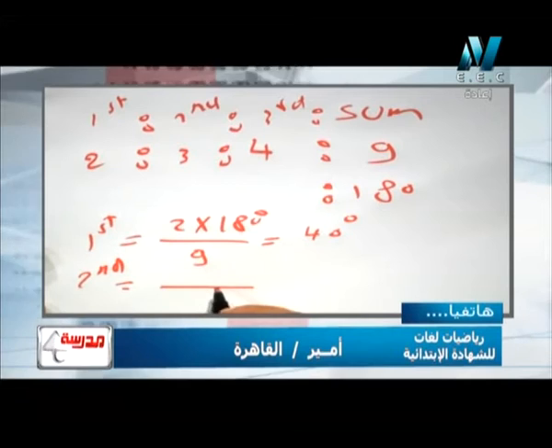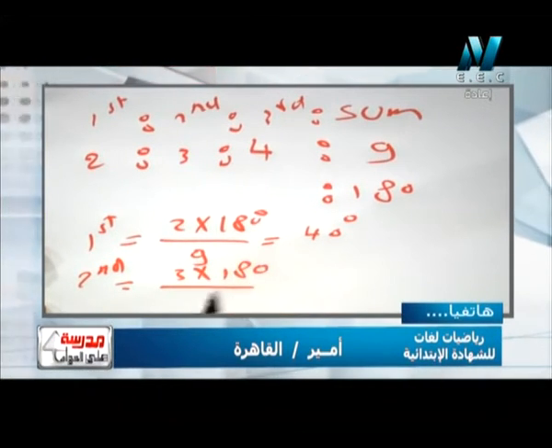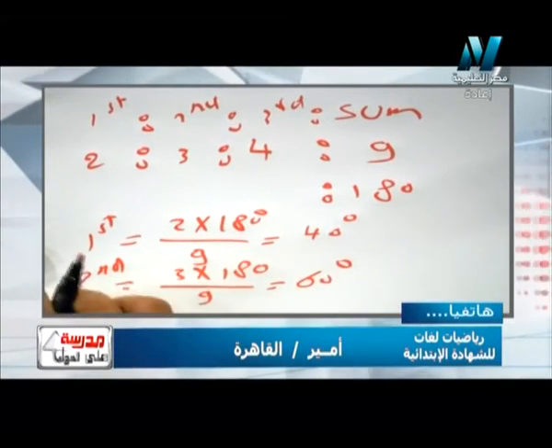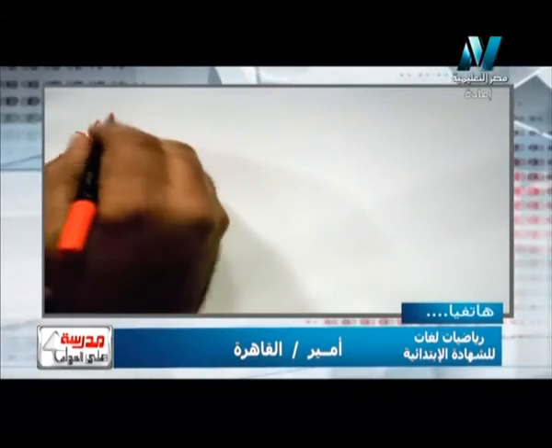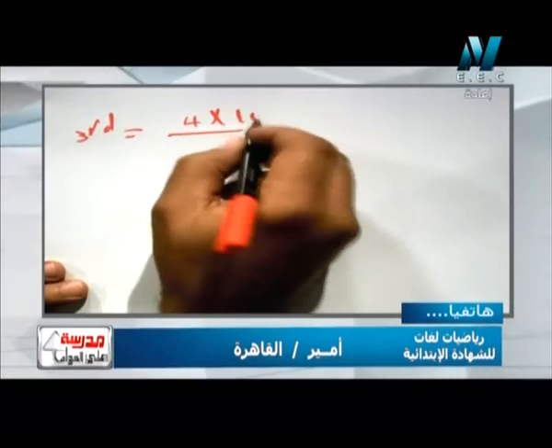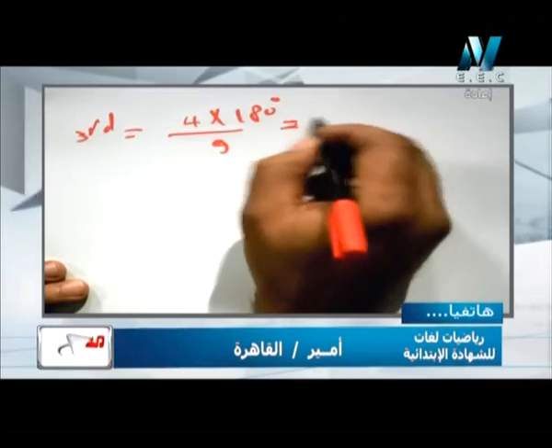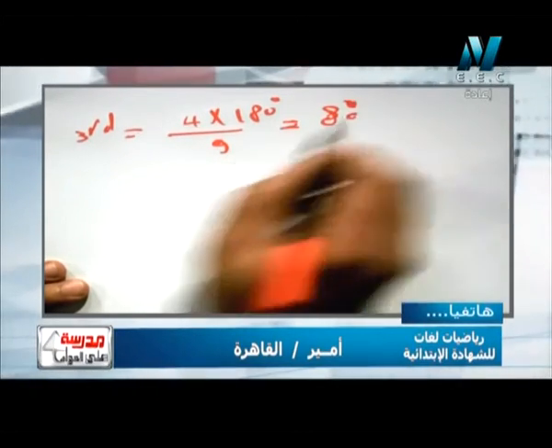هنعمل السكند. 3 times 180 over 9 تطلع 60 degree. وهنعمل الثيرد. 4 times 180 over 9 equal 80. طيب نتأكد ازاي؟ نعمل لهم بلس. يطلعوا ايه لازم؟ 180.